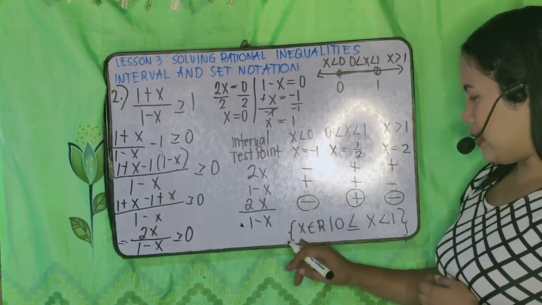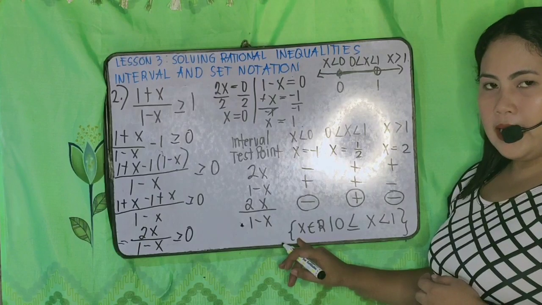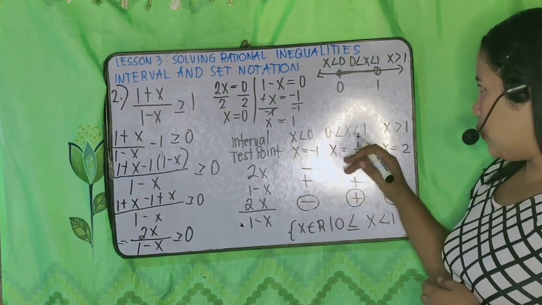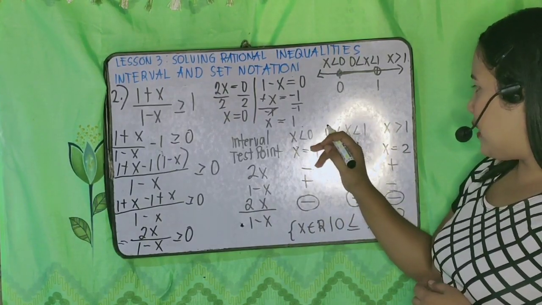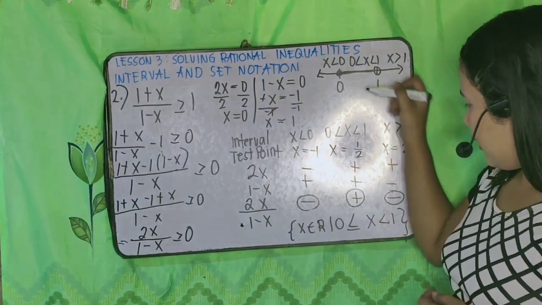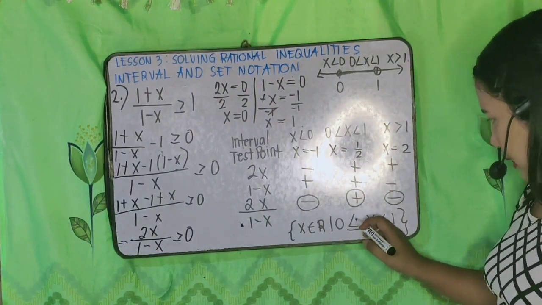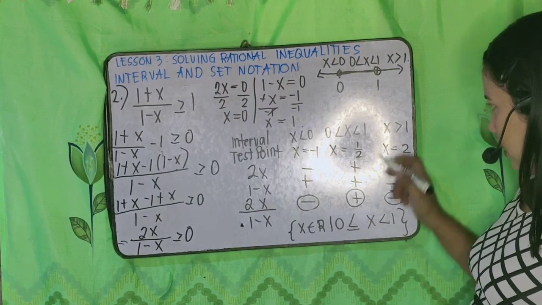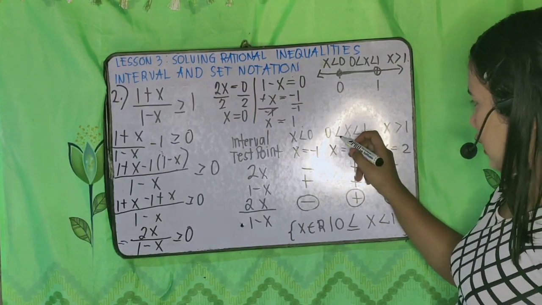So gagamit po tayo ng bracket. Bakit? Kasi solution set po yung 0 natin, di ba? Ito po sa taas. Okay? So, bakit siya less than or equal. Kung sa given interval po natin is less than.